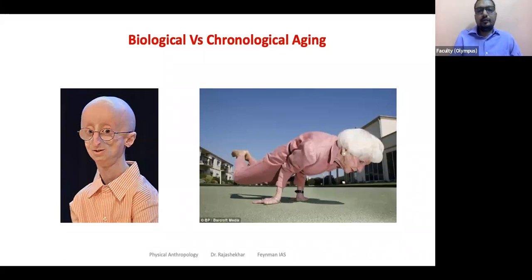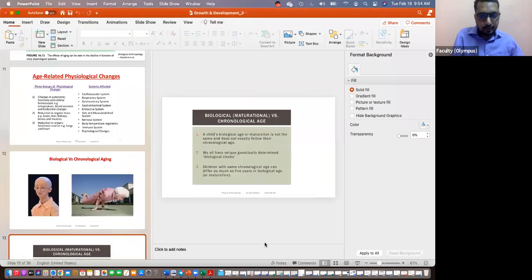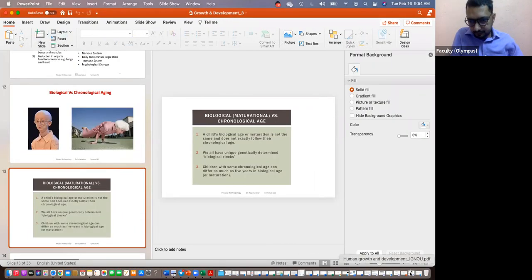So let's define what is biological aging and chronological aging, and look into a few aspects of it. So chronological age, as I was telling you, chronological is a number. Since our birth, if you count what your age is, that is chronological age. For additional reading, I'm going to provide you a newspaper article that came out on this.